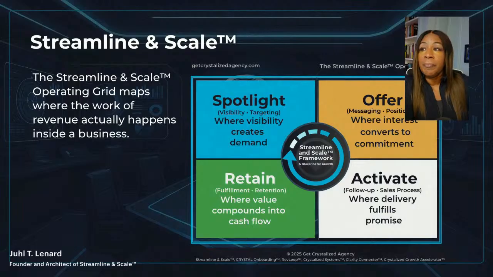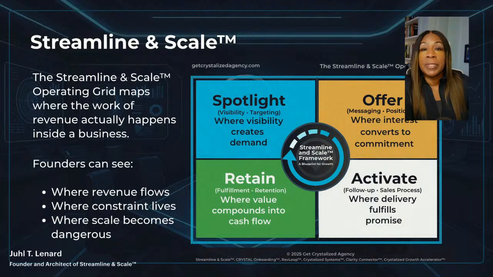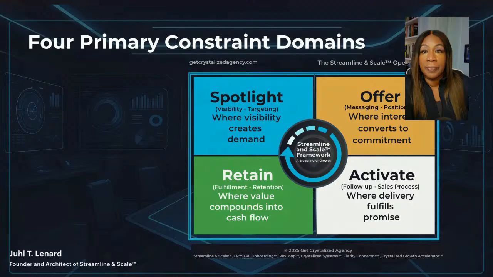Now, this is the Streamline and Scale framework, and this is where we manage the work of the revenue system. This is where a founder can see where revenue flows. You can see where constraints live, but most importantly, you can also see where it's not safe to scale, because this shows the actual work of the revenue system in each of the 4 quadrants.